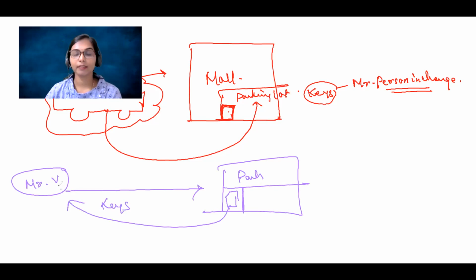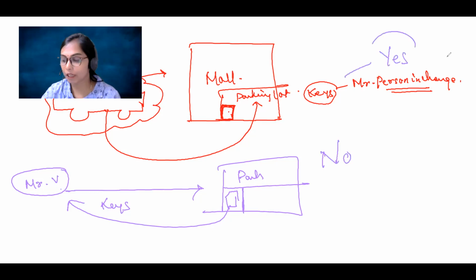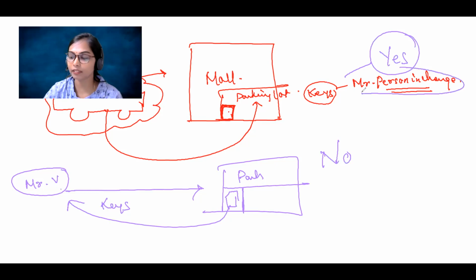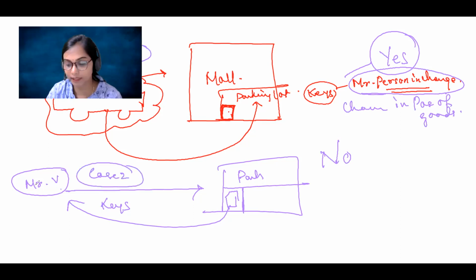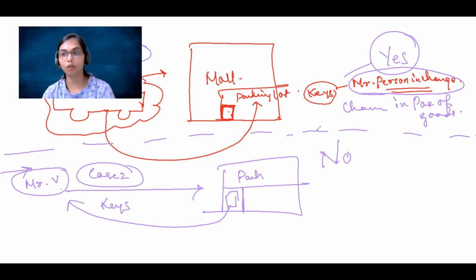Do you think this is bailment? No. Big no. This is not bailment. Why? Because in the first case the keys are also in the hands of the person in charge. That means there is a change in possession of goods. This is case 2, which I said. This is the example which we have in the book. This is the example which I wanted to tell you. Please make a note.